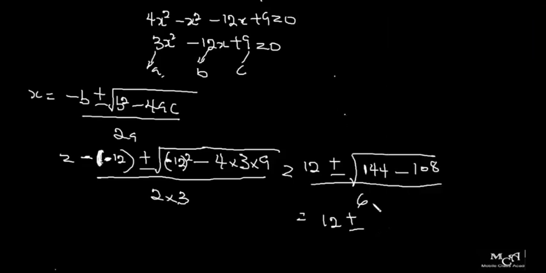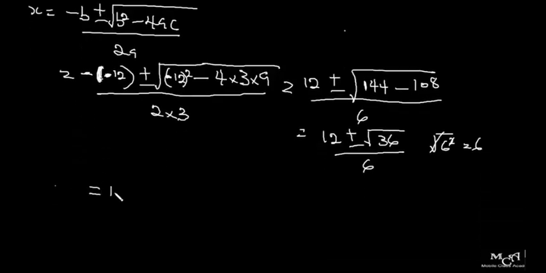So we have square root of 36 all over 6. 36 is a perfect square, so we are going to have square root of 6 raised to power 2. These two will cancel this bracket, which will give us 6. Are you with me? So from here now, we have 12 plus or minus 6 all over 6.